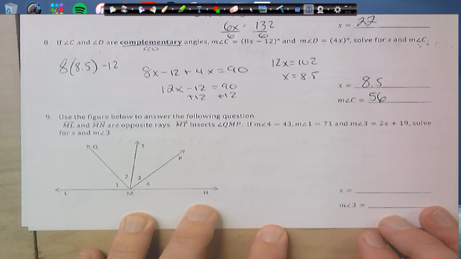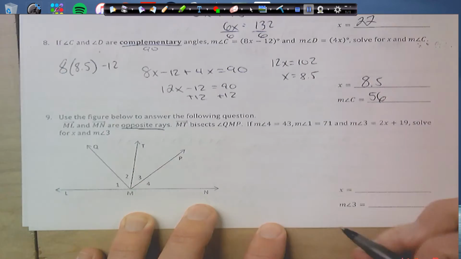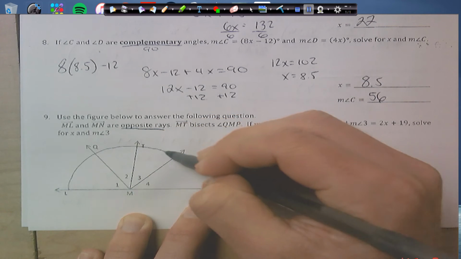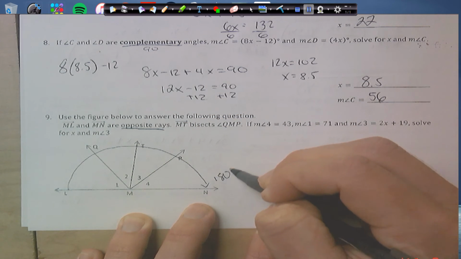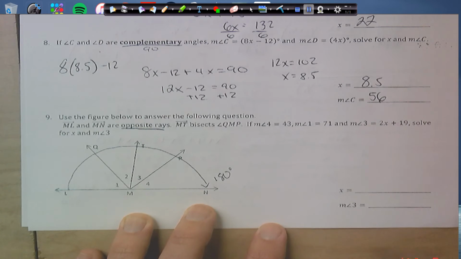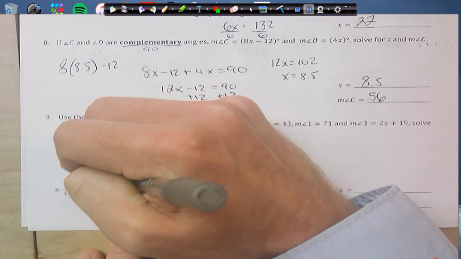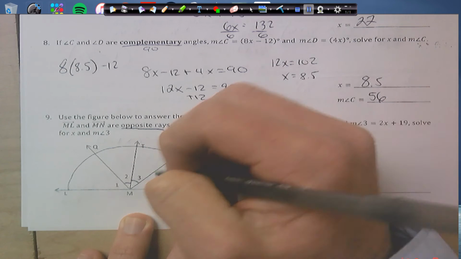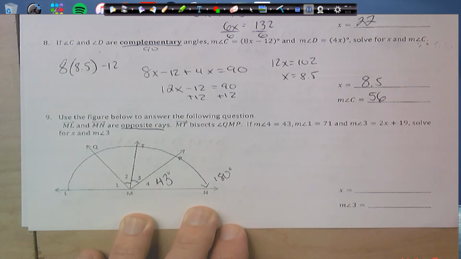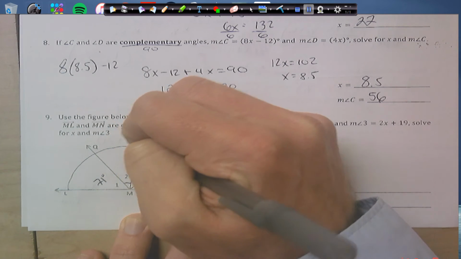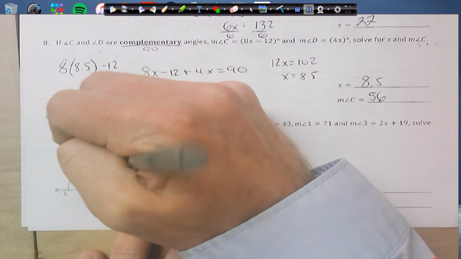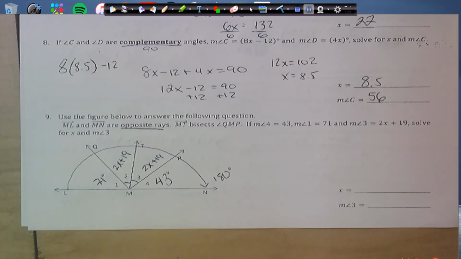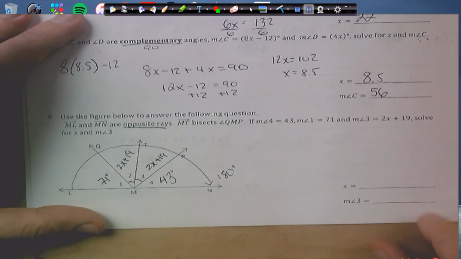Alright, number 9. We got a little reading to do. ML and NM are opposite rays. Since they're opposite rays, I know that from here all the way to here is going to be 180 degrees. MT bisects, so that means 2 and 3 are going to be congruent. And then it says angle 4 is equal to 43 degrees. Angle 1 is equal to 71 degrees. Angle 3 is 2x plus 19, but if 3 is 2x plus 19, 2 is also 2x plus 19.